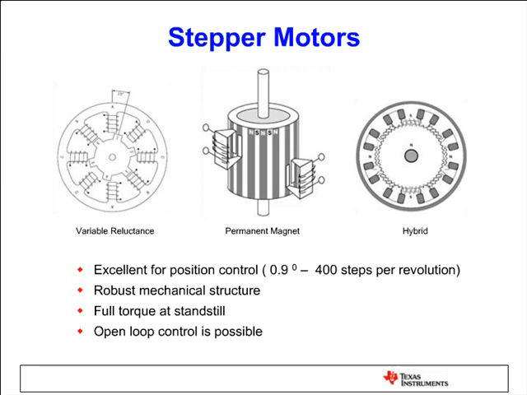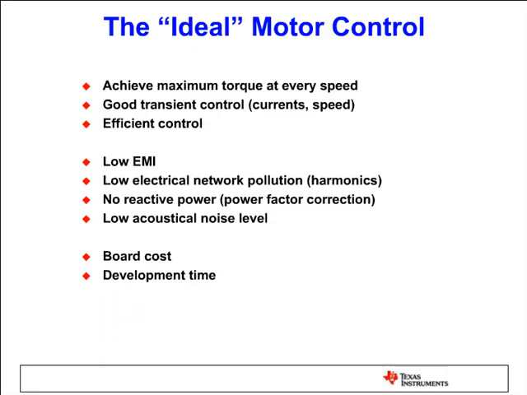Okay, now I'm going to talk about motor control. So far we talked about the motor types. In motor control, we basically aim for maximum efficiency, good transients, and maximum torque generation. On the other hand, low EMI, low acoustic noise, and we want minimum reactive power, maximum power factor correction, and low board cost. Driver cost and development time are also factors when we choose the motor or think about the motor control.